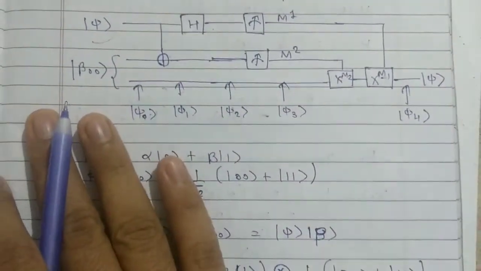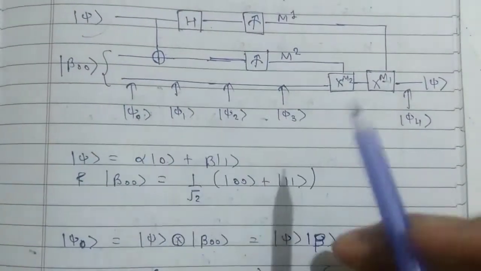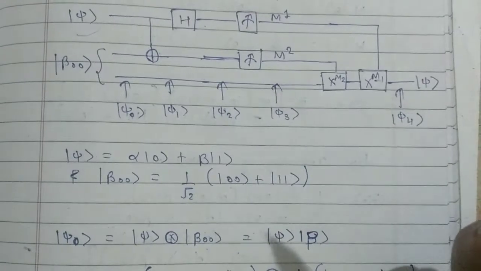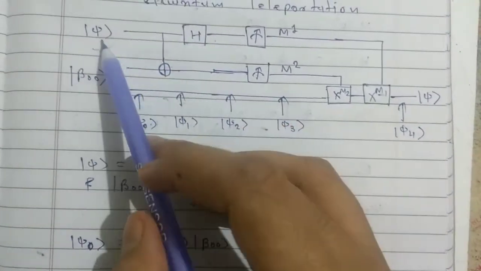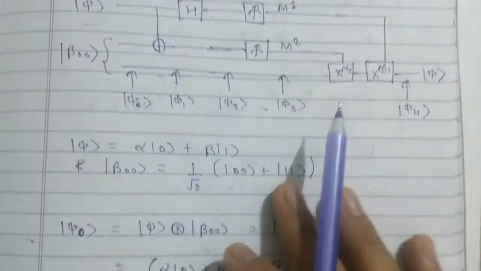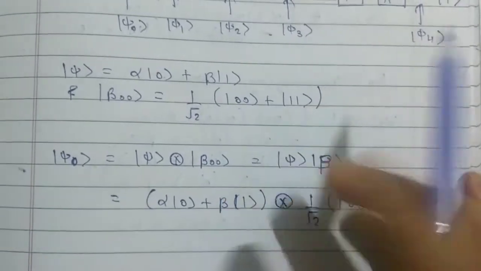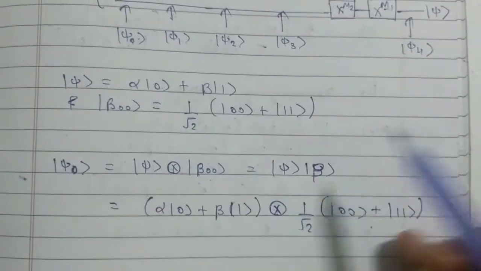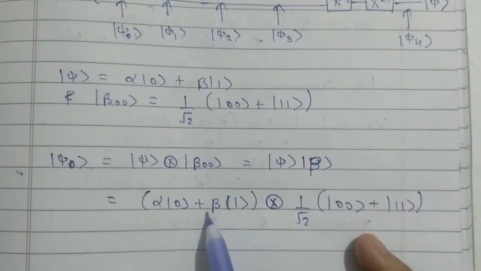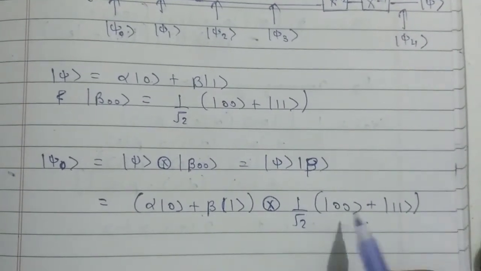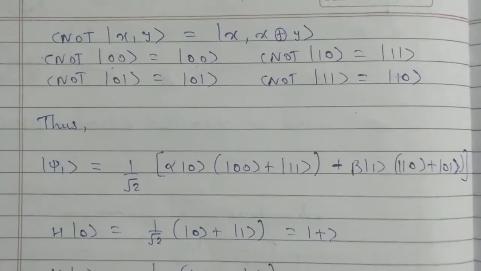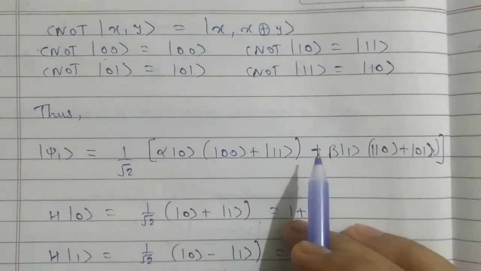So initially, what will be the state? Psi naught is represented here. Psi naught will be the tensor product of this state psi and beta 00. So as you can see, psi naught is the tensor product of psi and beta 00, that is, alpha 0 plus beta 1 tensor product 1 by root 2 (00 plus 11).